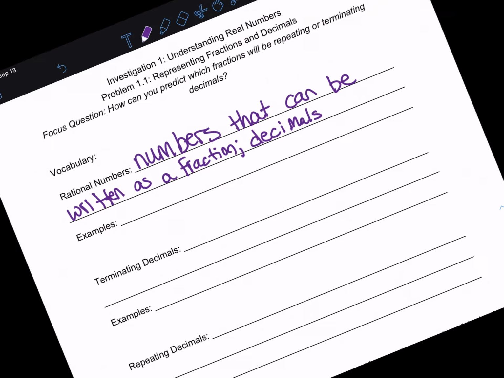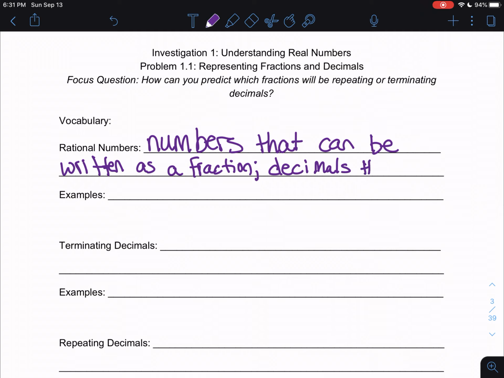Oh, I'm sorry. I moved my iPad. Decimals that end or repeat. So, go ahead and pause and think through some examples. Okay, so hopefully you have some, but if not, here are some examples. So 2 is a rational number. Negative 4.5 is a rational number because that decimal ends. 3/5 is rational, it's a fraction. And 0.13 repeating is rational because it repeats.